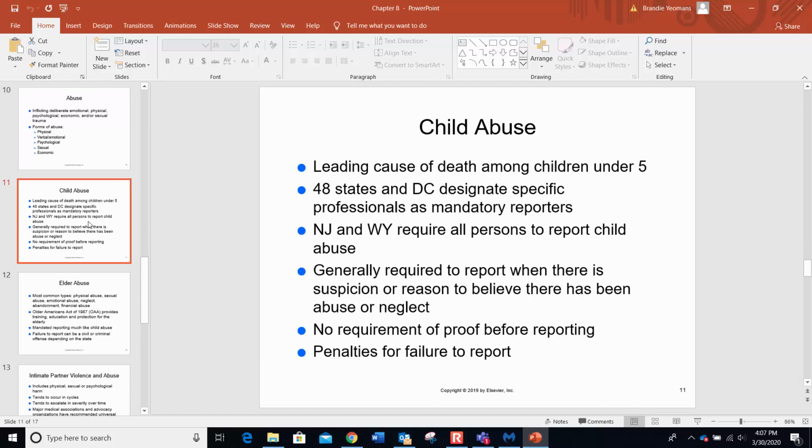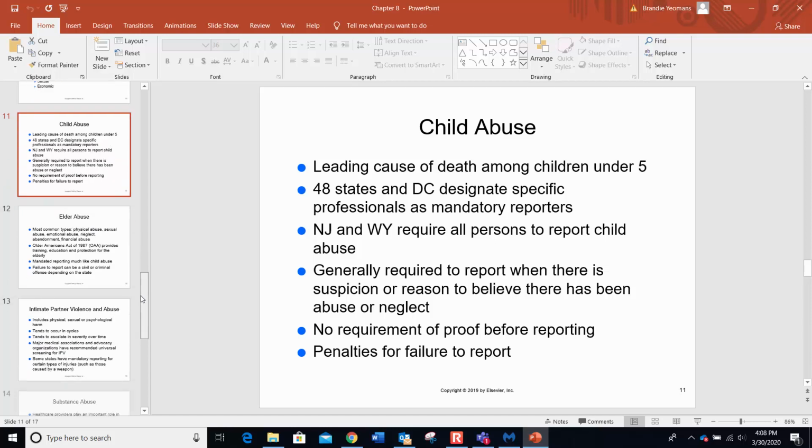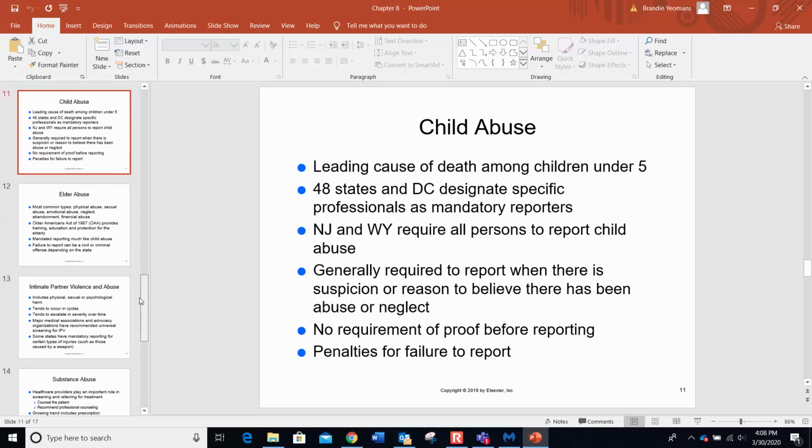So let's talk a little bit about child abuse. I know that one hurts. We probably all get on the defense. Those of us that are mamas, we get the mama bear instinct just hearing that word. But it's a bad situation that we have to acknowledge, and we have to definitely be prepared for and know what to do.